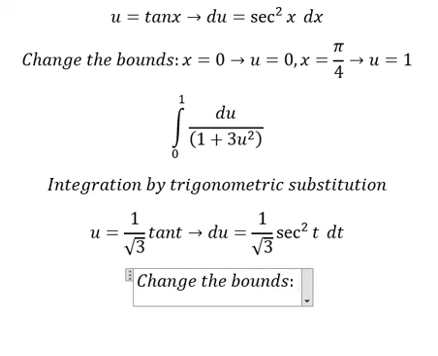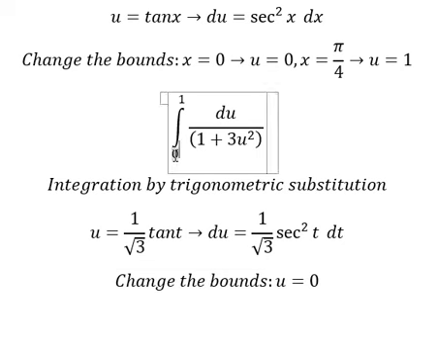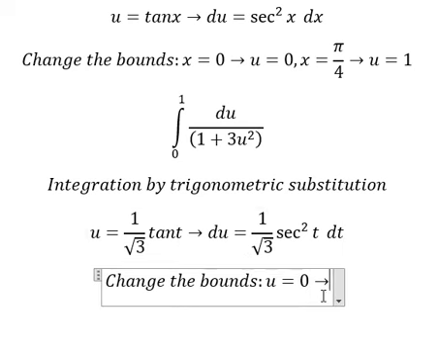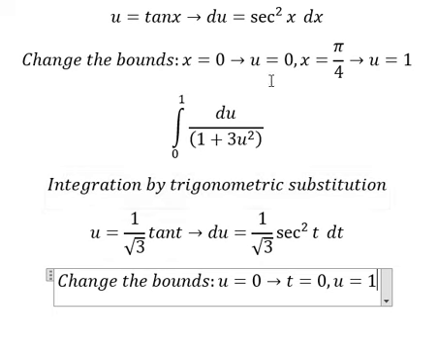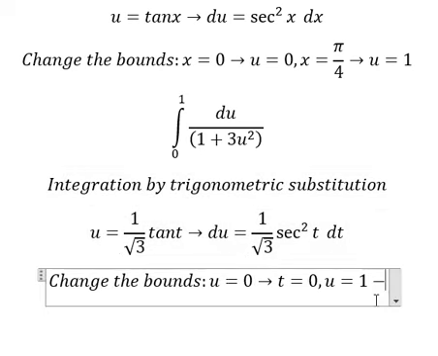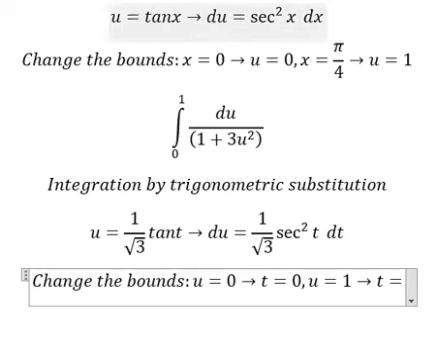When u equals to number 0, I will put number 0 in here. We can find the value of t. So t equals to number 0. When u equals to number 1, we put number 1 in here to find the value of t. So t equals to pi over 3.